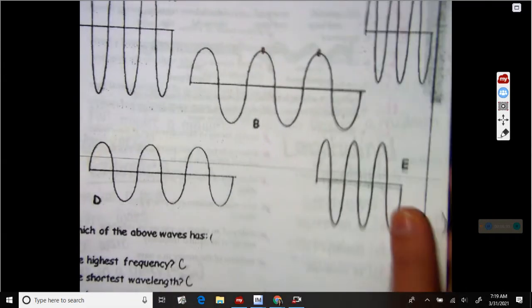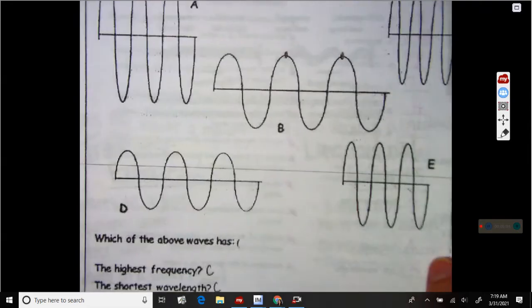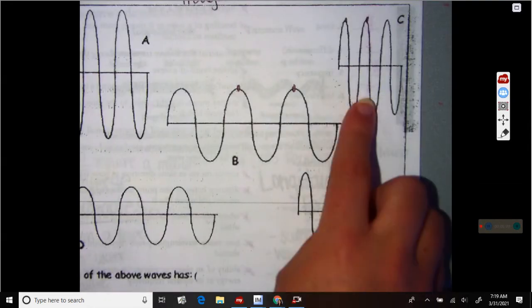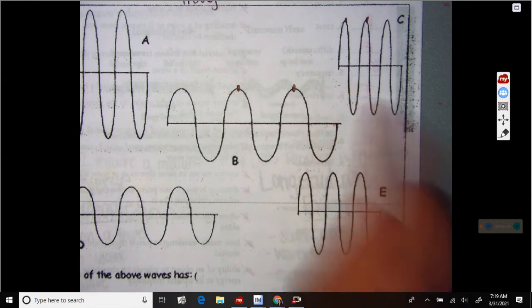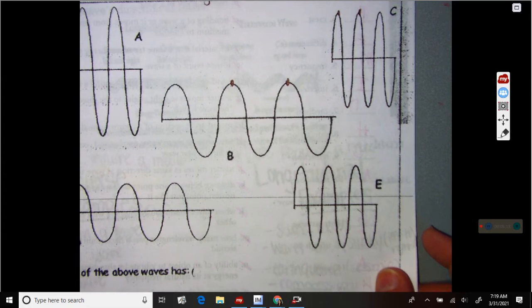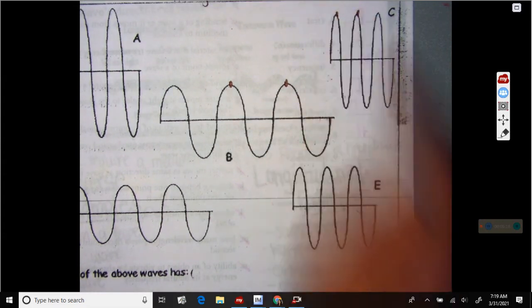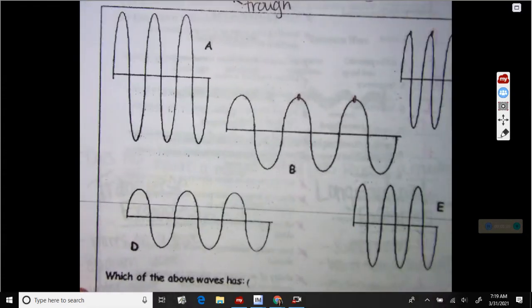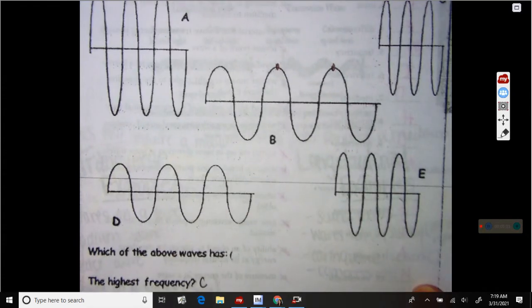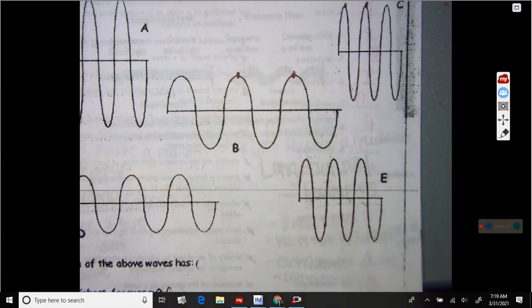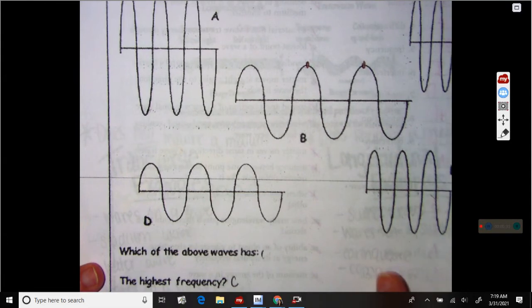All right, which of the above waves has the highest frequency? That means the most waves passing a point. I'm going to say C, they're the closest together, okay? The shortest wavelength means the closest together. That's also going to be C. Those are the two waves that are the closest together. The largest amplitude, that's going to be the tallest. That would be A. And the longest wavelength, that's going to be B, the greatest distance between them. And the smallest amplitude, the shortest one, is going to be D.